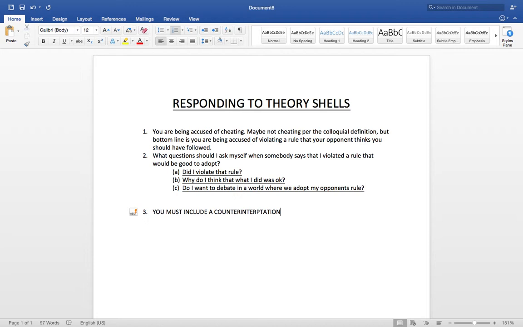Okay. And then on the reasons to prefer, would you also be doing weighing? Yeah, you would compare your reasons to prefer, your standards, versus their reasons to prefer, their standards. Okay. What would the weighing look like? You would just be saying that it's more educational. You'd talk about what's more important, fairness or education. Yeah. Okay. So do you see how there's weighing at two different levels here? You're weighing different standards back to a voter, and then you can also weigh voters against each other.